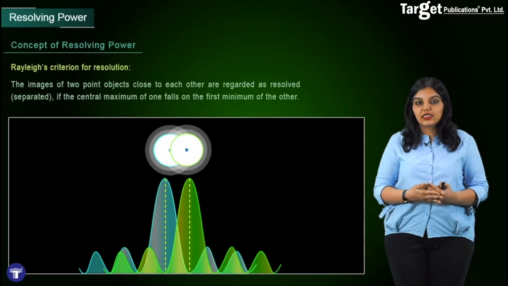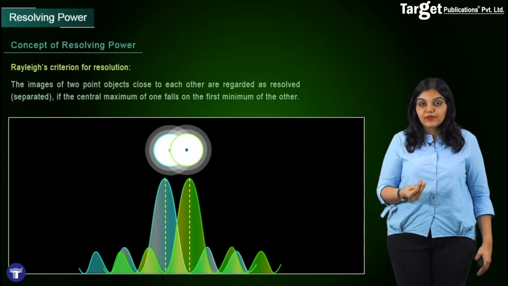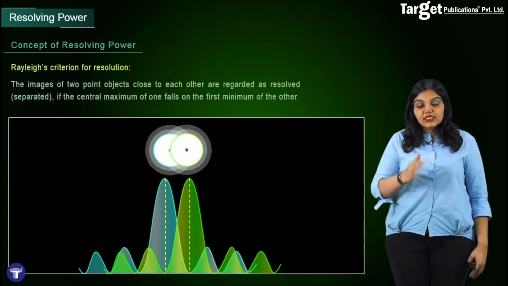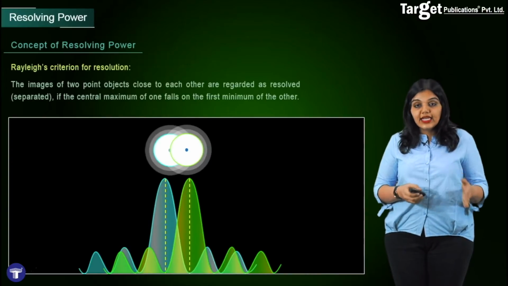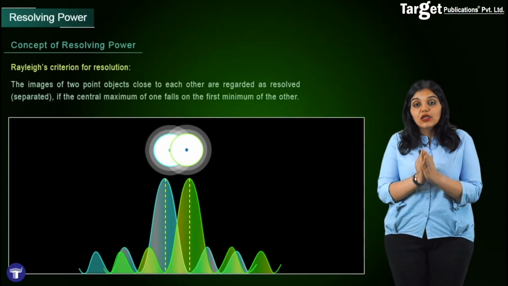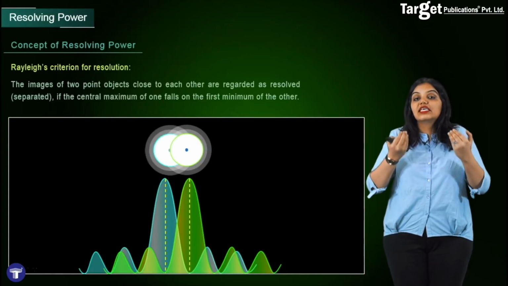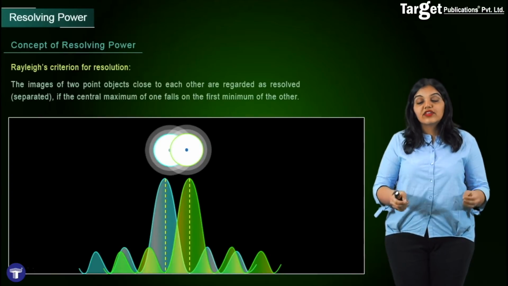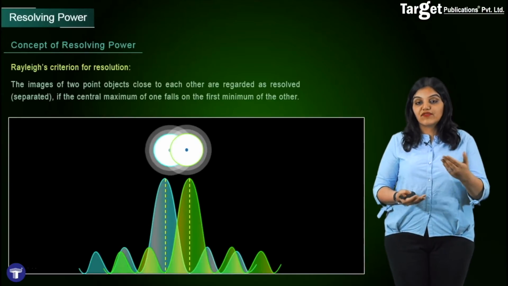you cannot have an infinite resolution of any instrument. And how much resolution does an instrument have? And what does it mean to be completely resolved? This we know from Rayleigh's criterion for resolution. Rayleigh said that two images of two point objects which are close to each other can be considered to be resolved, or in simpler words, can be considered to be separated if the central maximum of one falls on the first minimum of the other.